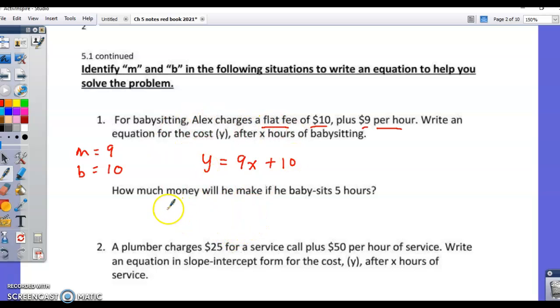One type of question they might ask is, how much will you make if you babysit for 5 hours? So we would just plug in 5 for x here. Y equals 9 times 5 plus 10, and we put that into our equation. So if you work 5 hours based on your rates, 9 times 5 is 45 plus 10 is 55. You would make $55. All right?